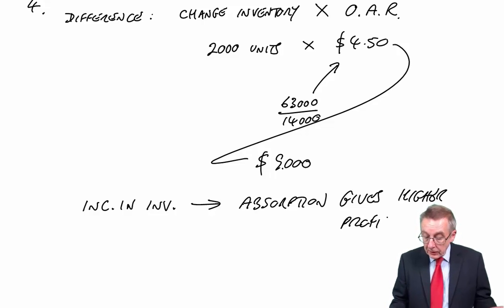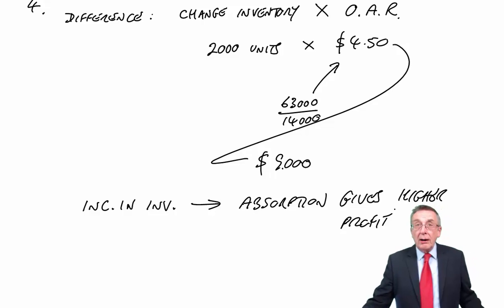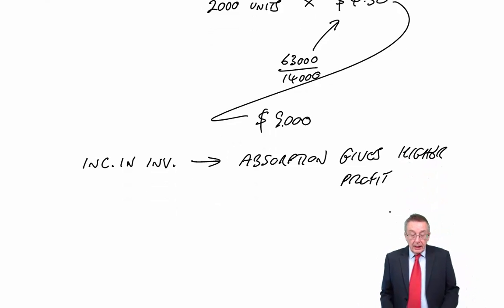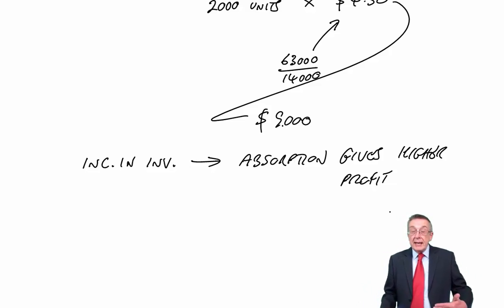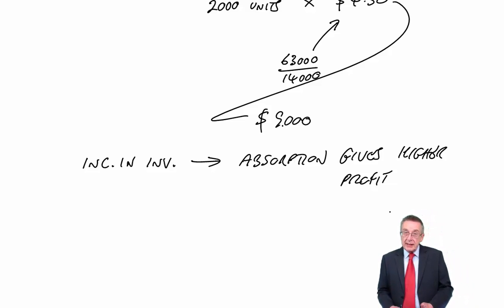I'm not going to go through why. If you're unsure why, go back and look at the lectures, not in the middle of an exam. You don't worry about why. It must become automatic. What I'm not going to write is, if it's the other way, if inventory falls because you've sold more than you produced, then marginal would give the higher profit.